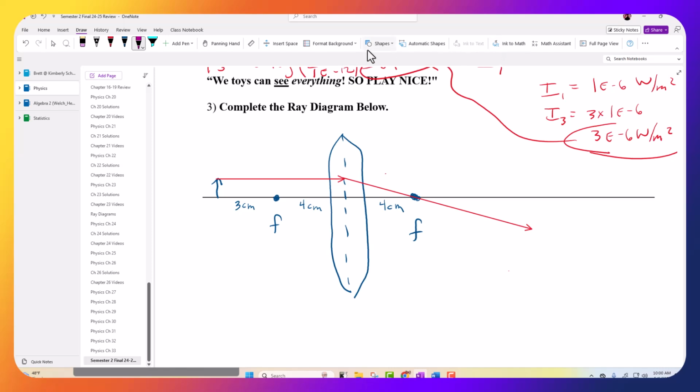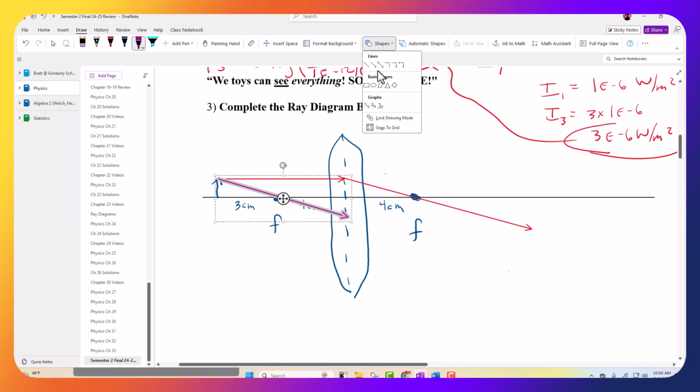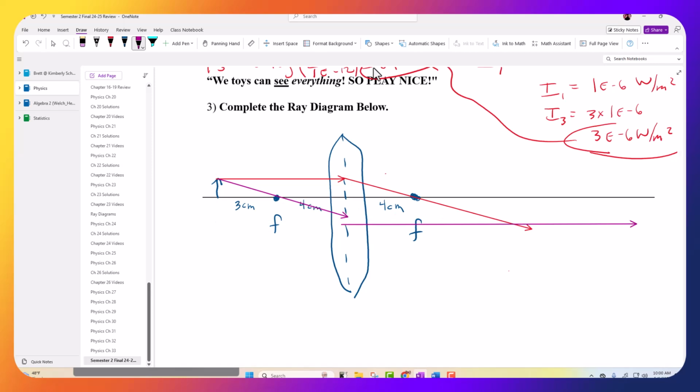The next one is through the near focus. And then it comes out of the near focus, hits the lens, and comes out parallel.